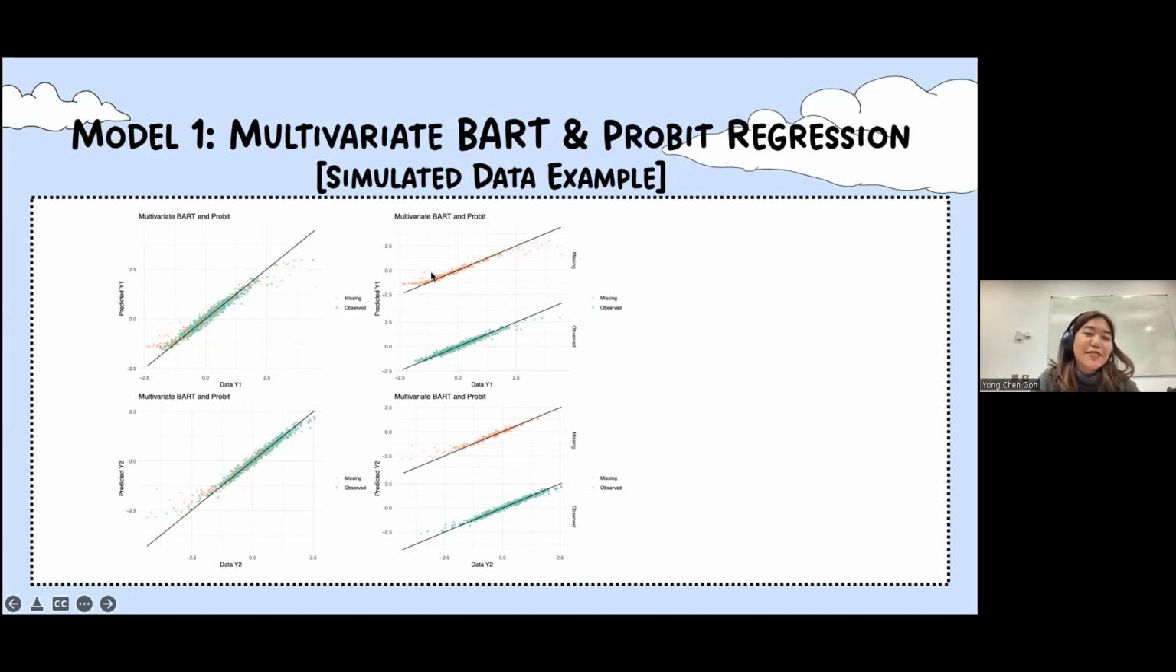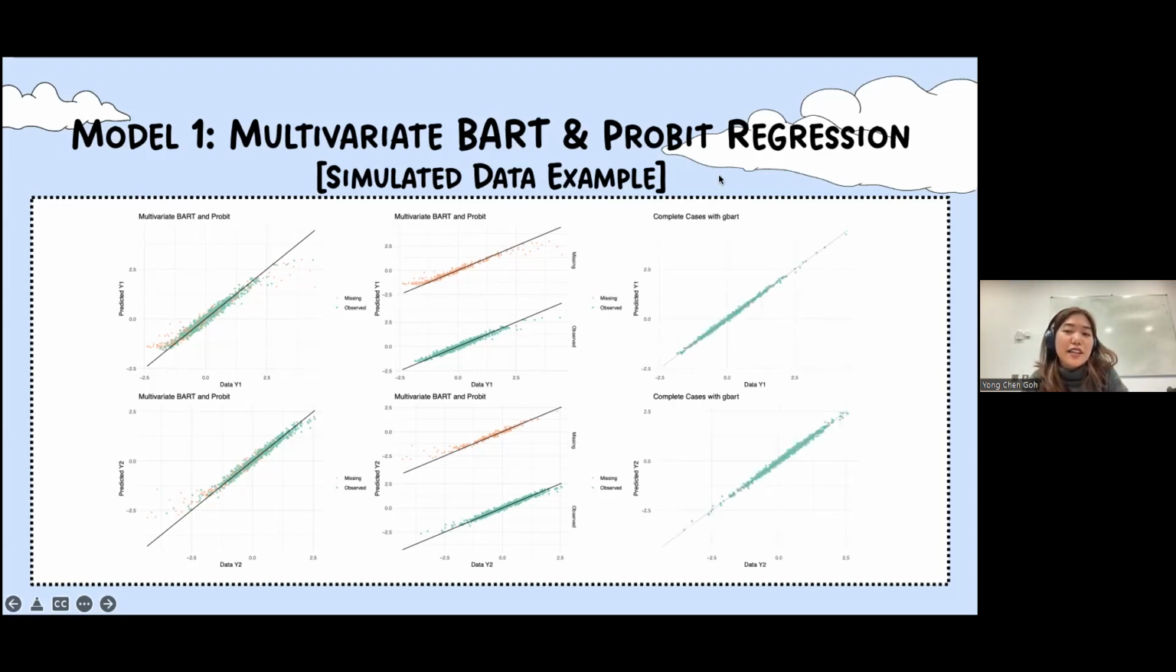And so we can see from this example, it's done pretty well because everything's lying quite closely to the diagonal line. If we compare this really quickly with the BART package in R, we can see that just using the BART package, you can't get imputations for the missing values. You can only run it on the observed values. So that's already a plus for our model.